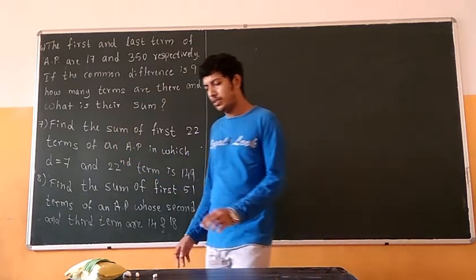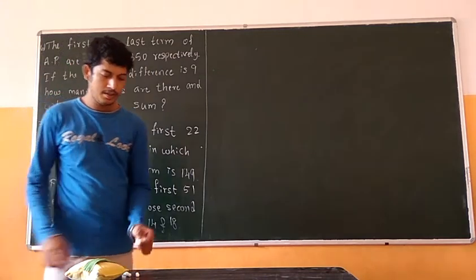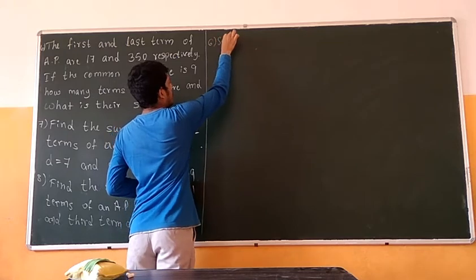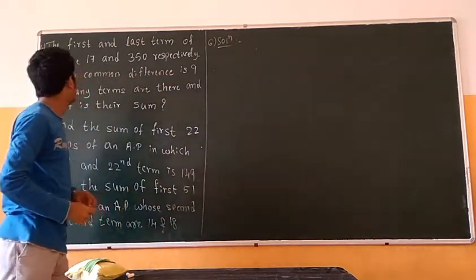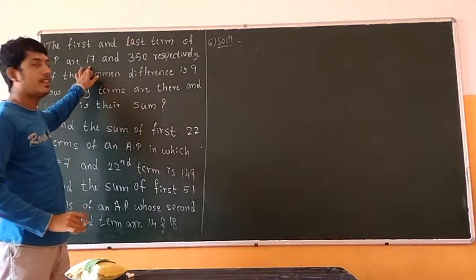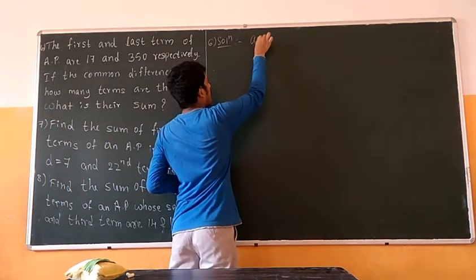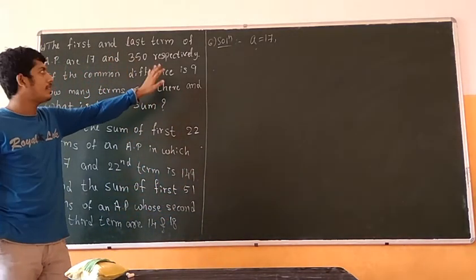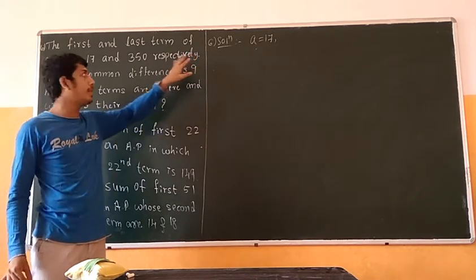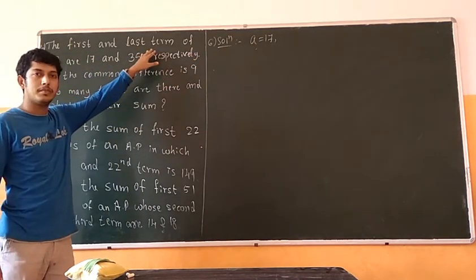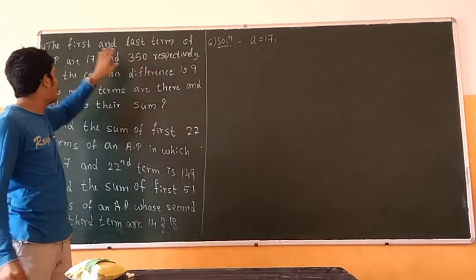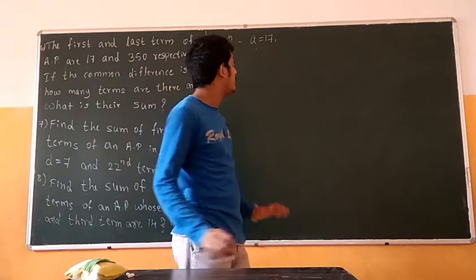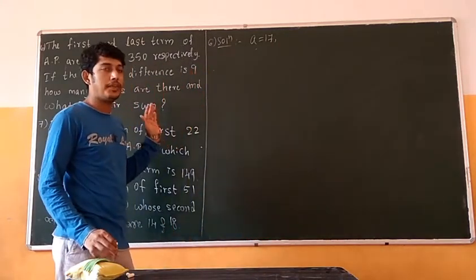Now I will solve this problem. First term A equals 17 and last term is 350. Respectively means first and last term, so they come one after the other. The first term is 17 and the last term is 350.